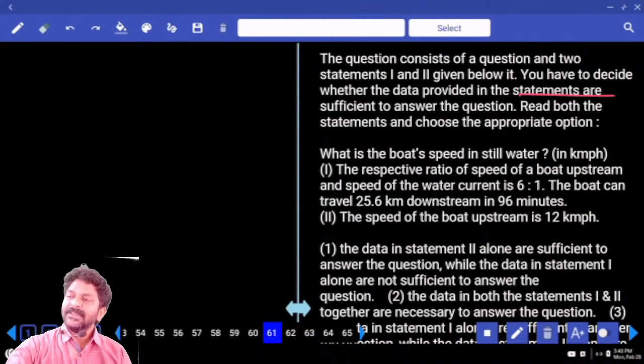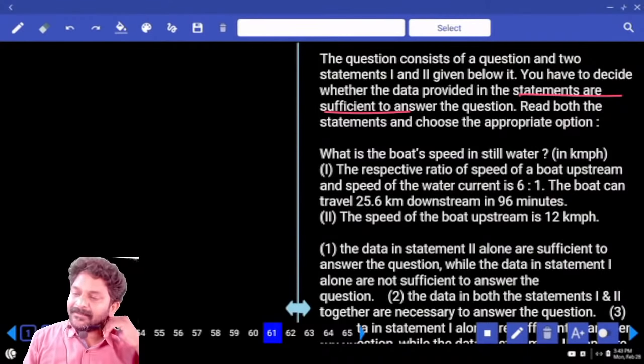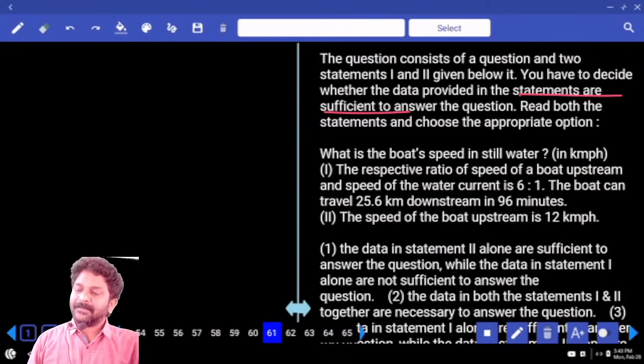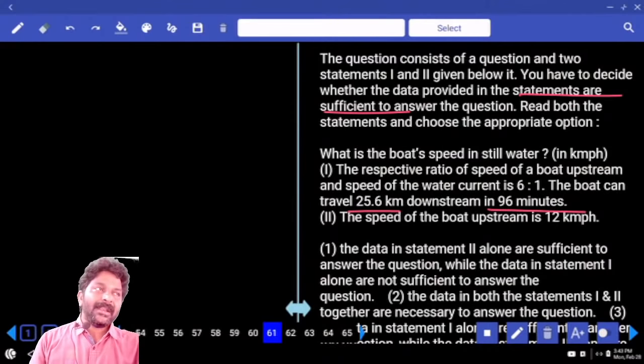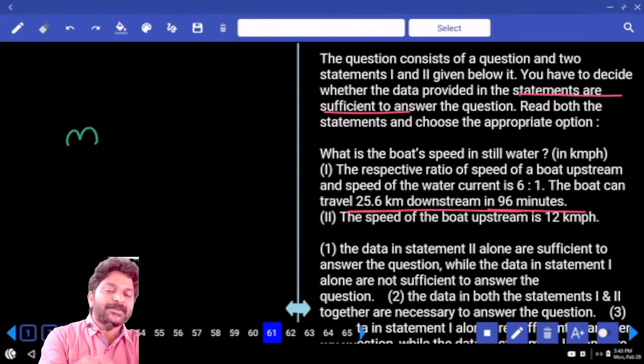Yes. Statements which are sufficient. What is the boat speed in still water? That means m only we have to calculate. The respective ratio of the speed of the boat upstream and the speed of the water current is 6:1. The boat can travel 25.6 kilometers downstream in 96 minutes. Using this, can we calculate downstream speed?